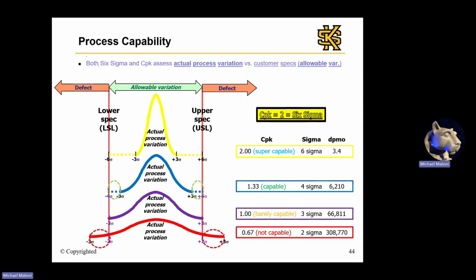So a CPK of 2 means that a process has achieved 6 sigma. Again, CPK of 2 means 6 sigma quality. And it makes sense. CPK divides by 3 sigma, so doubling it means it's equivalent to 6 sigma. Again, to determine the sigma of a process, you can calculate the DPMO, defects per million opportunities, or calculate the process capability. It's all the same answer.